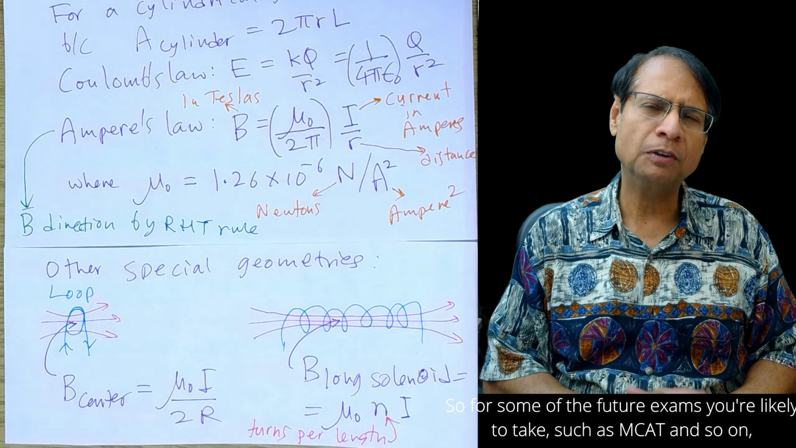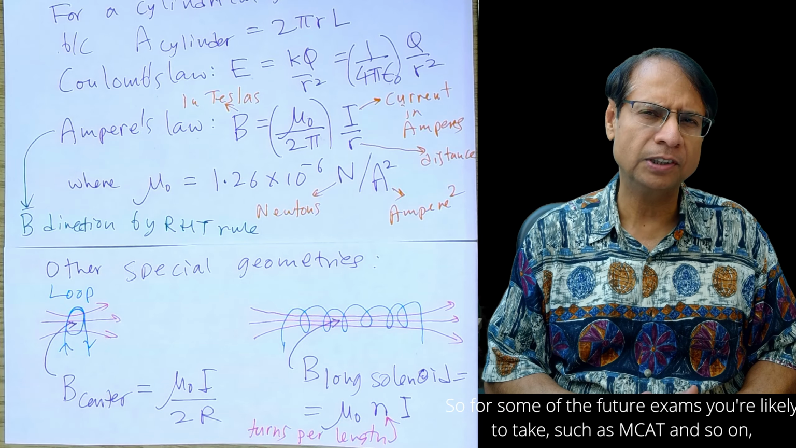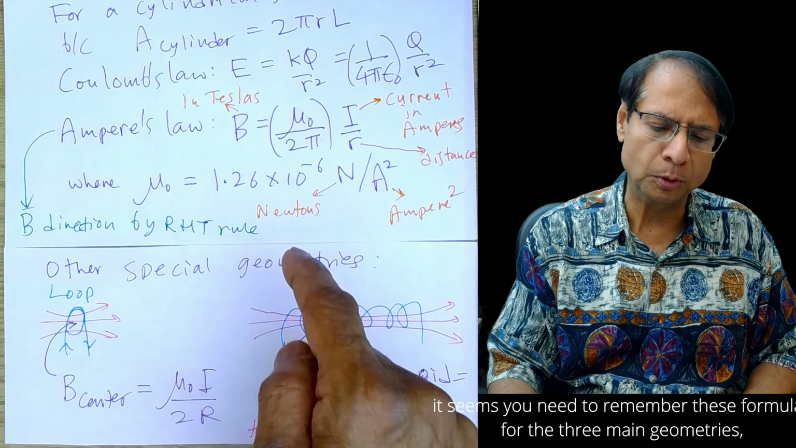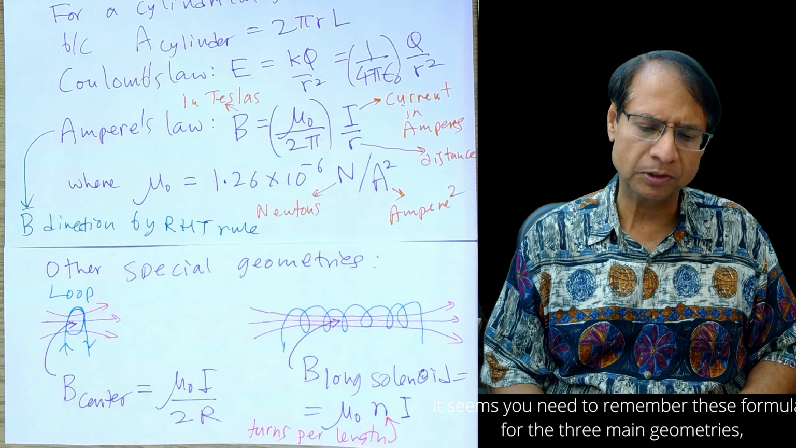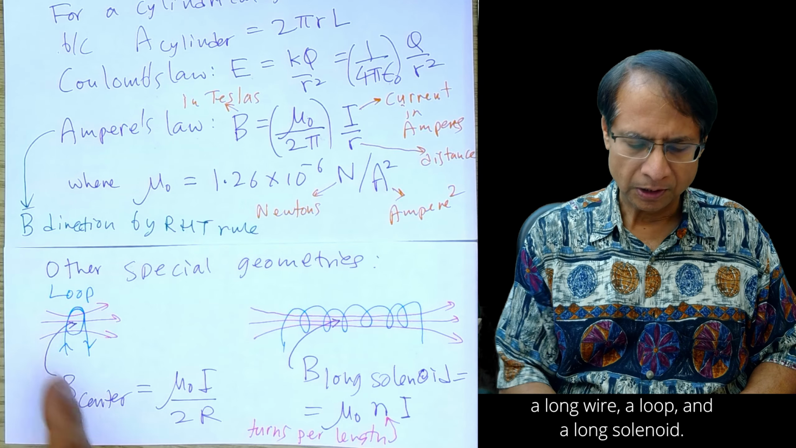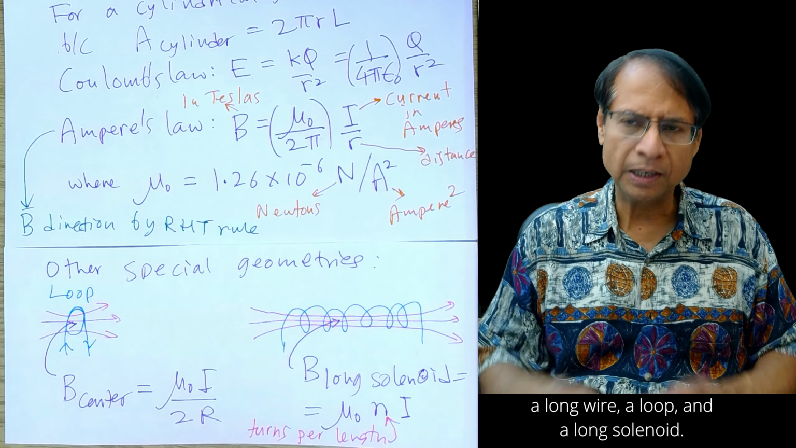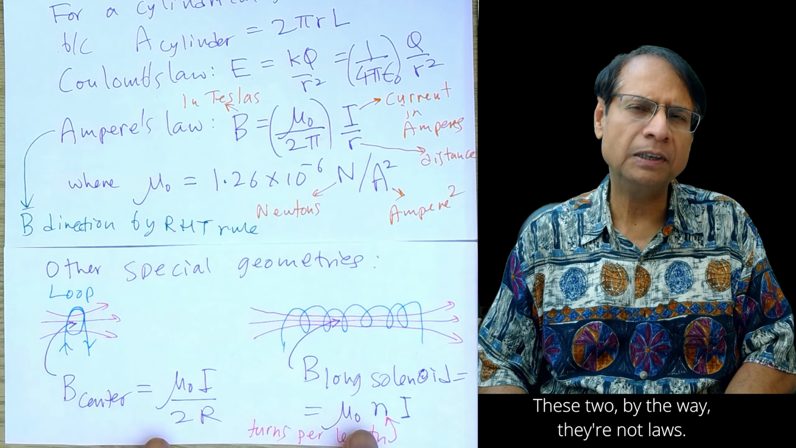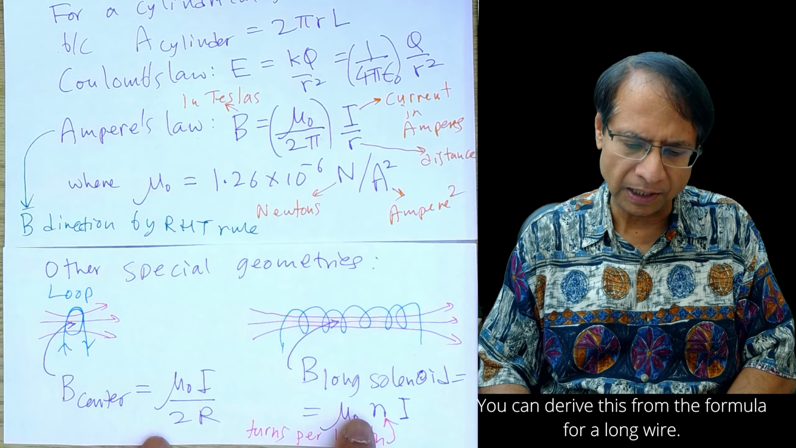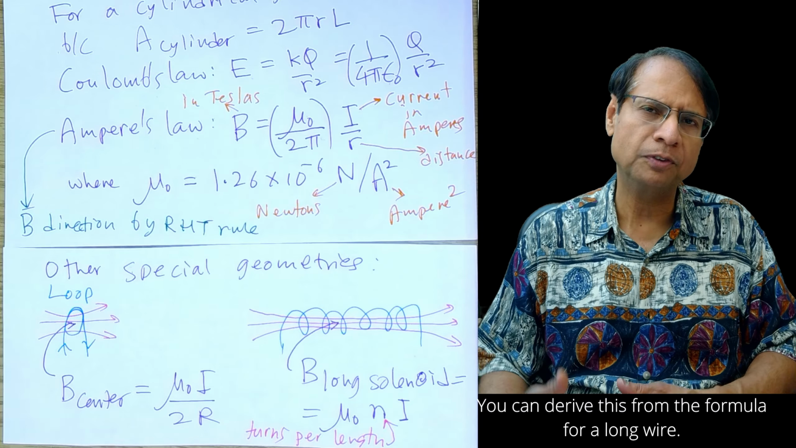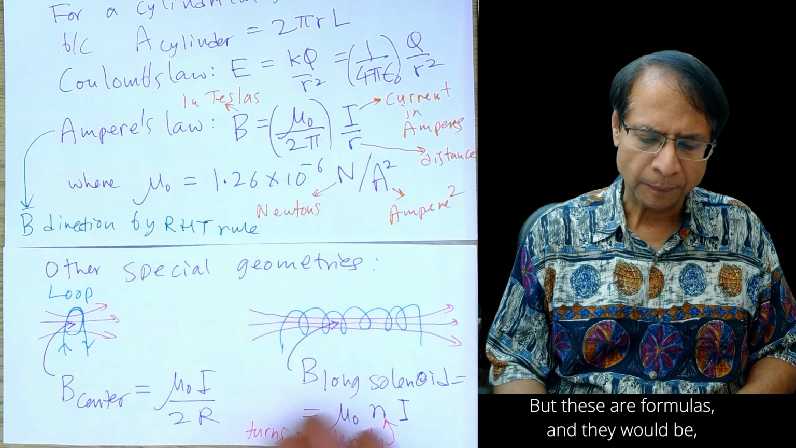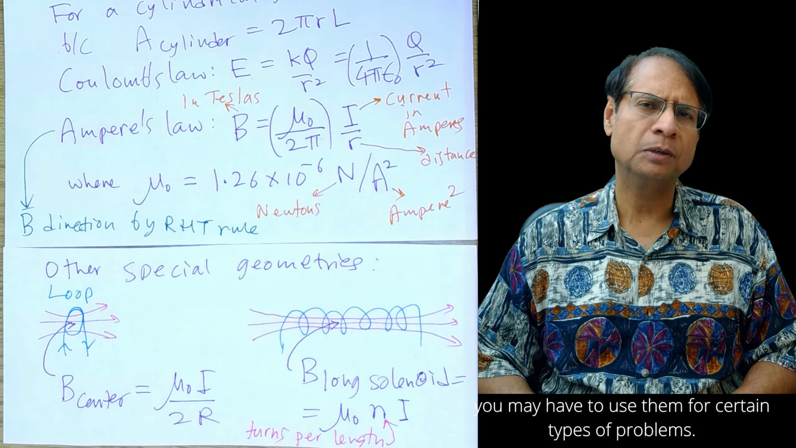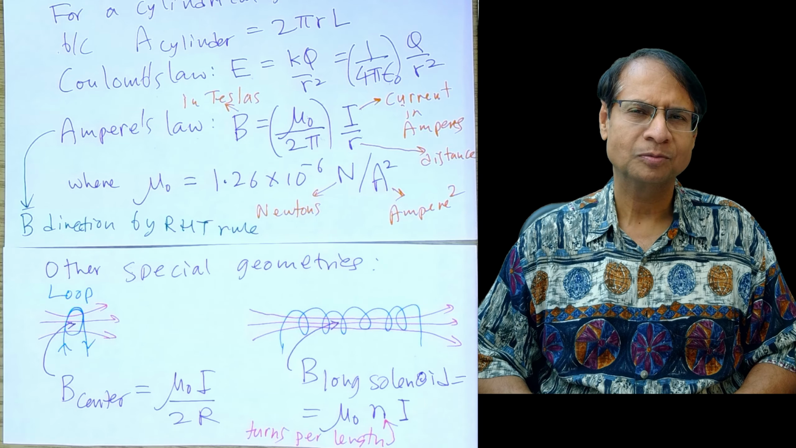For some of the future exams you're likely to take, such as the MCAT and so on, it seems you need to remember these formulas for the three main geometries: a long wire, a loop, and a long solenoid. So these are the three formulas. These two, by the way, are not laws. You can derive them from the formula for a long wire, but these are formulas you may have to use for certain types of problems.